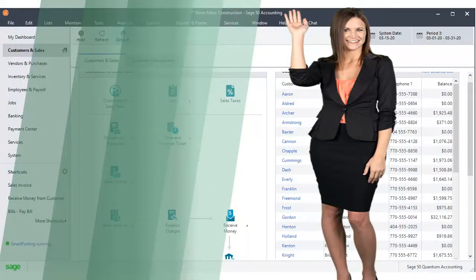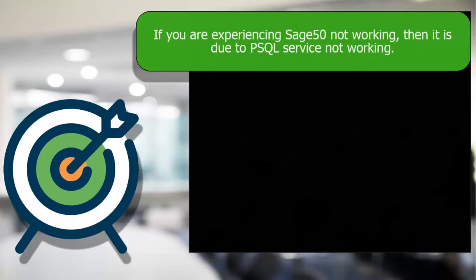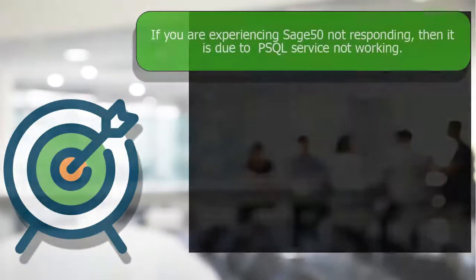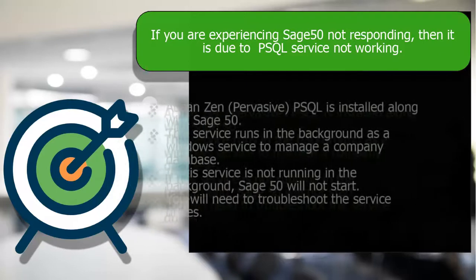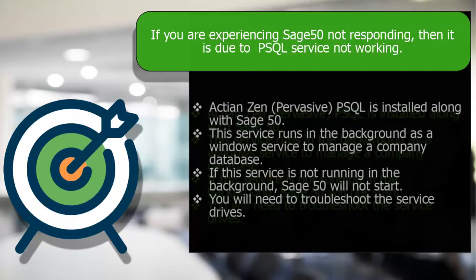If you are receiving the error Sage50 cannot be started, then it is most probably due to non-functioning of the Pervasive PSQL service not working. When Sage50 is installed on a system, the Pervasive PSQL service is also installed. This application runs in the background as a Windows service to manage a company database. When Pervasive is not running in the background, Sage50 will not start.